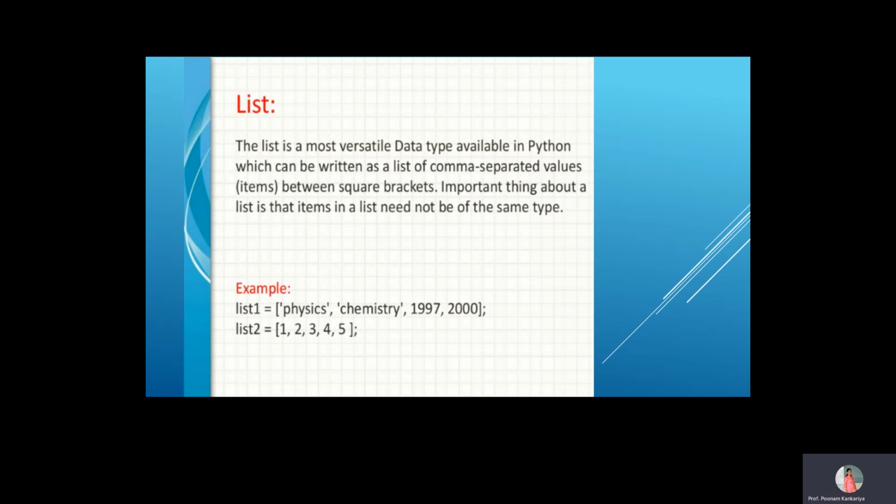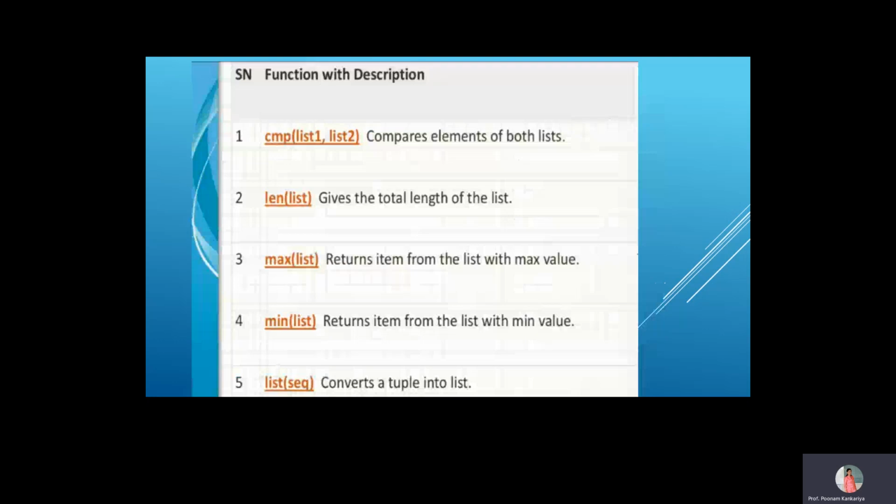There are some functions used in Python for lists. First is cmp, with list1 comma list2 in brackets. CMP means compare. In lists, the compare function is used to compare the elements of the two lists. For this cmp function we use two lists, and with the help of the two lists we can compare them. Then the next function is len of list. It gives the total length of the list. With the help of the len function we calculate the total length of the list.